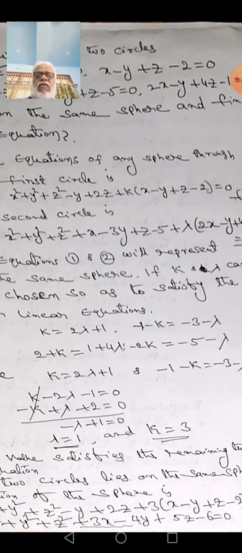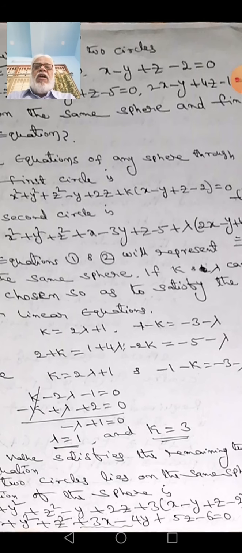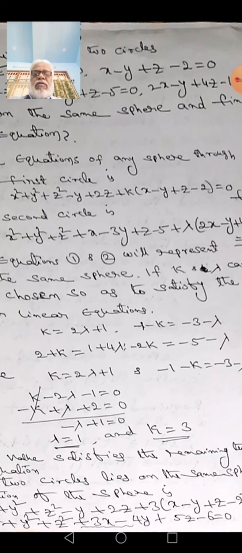So substitute lambda is equal to 1 and k is equal to 3. 2 plus k is equal to 1 plus 4 lambda: with k is equal to 3, 2 plus 3 is 5, and with lambda is equal to 1, 1 plus 4 is 5. So 5 is equal to 5. Okay, this is satisfied. Minus 2k minus 6 is equal to minus 5 minus lambda, that is minus 5 minus 1, minus 6 is equal to minus 6. So LHS is equal to RHS. Then we say that the given equations lie on the same sphere.